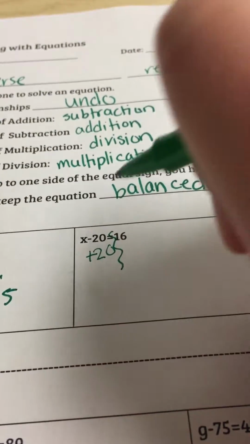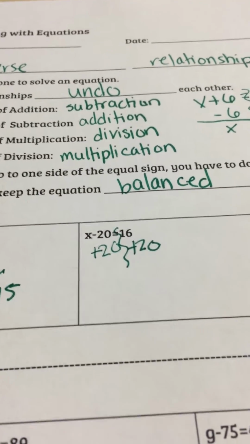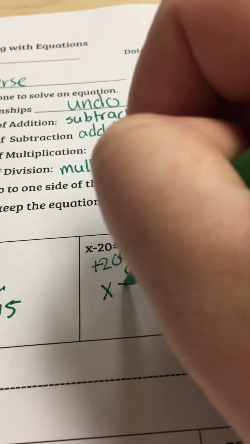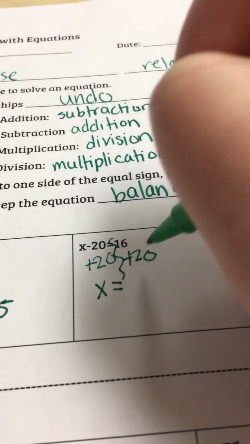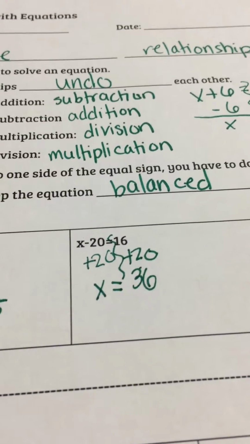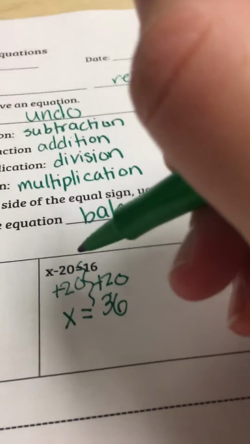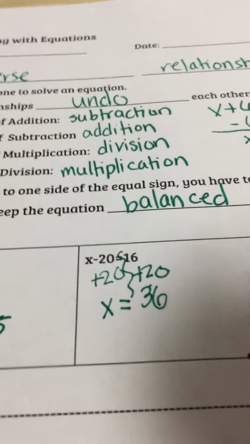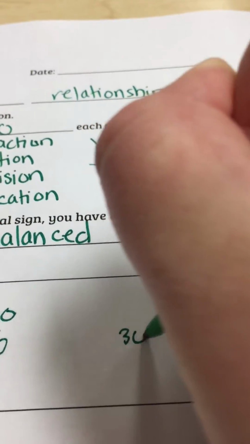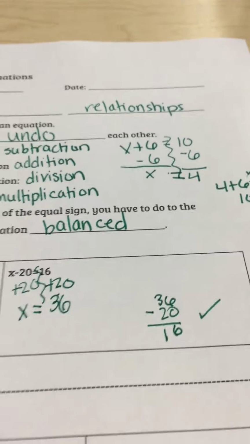And since you guys know whatever you do to one side, you have to do to the other, you would have added 20 to the right side as well, which would have left x on this side equals 36. If you plug what you found x to equal back in, or substitute, you should end up with that answer. So if we have 36 minus 20, you should have ended up with 16. That checks out.